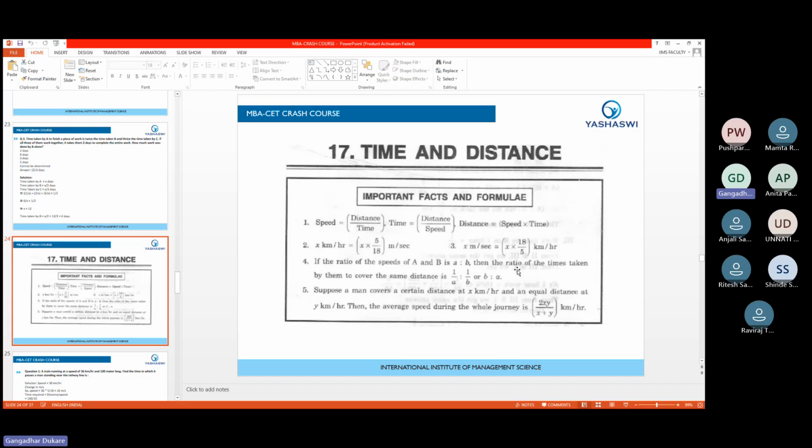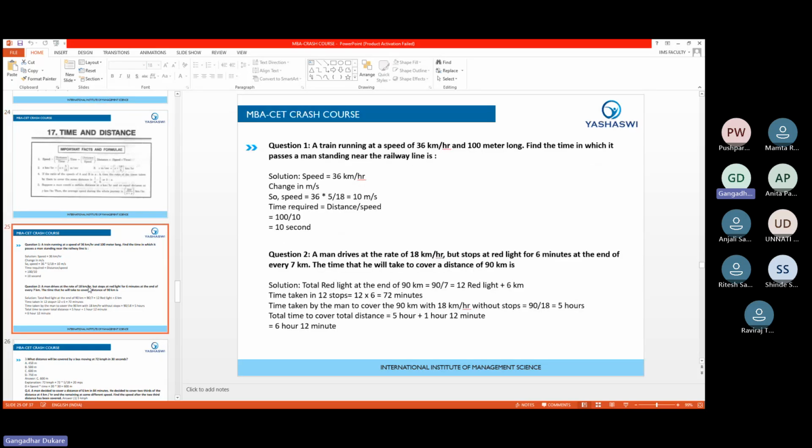In time and distance problems, you just need to put the values into the specific formulas. There is no more calculation than that. Let's take this example. A train running at a speed of 36 kilometer per hour is given, and it is 100 meters long. So the distance is also given: d equals 100 meter.